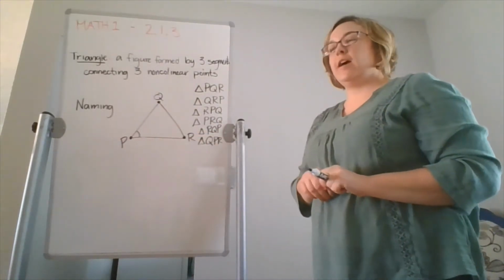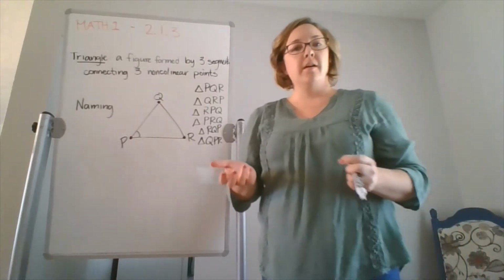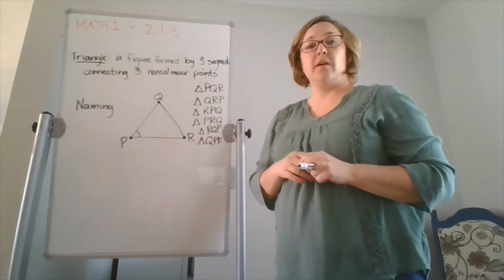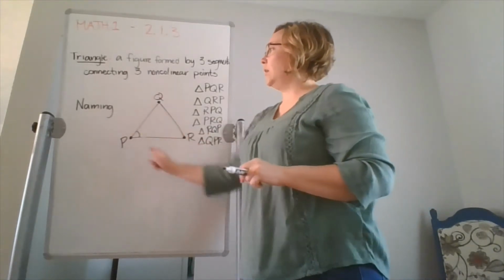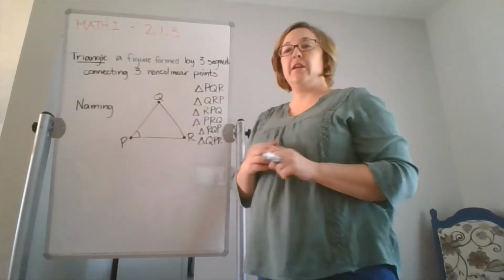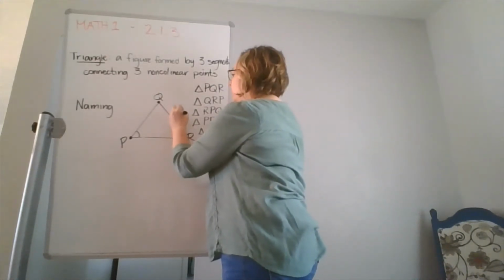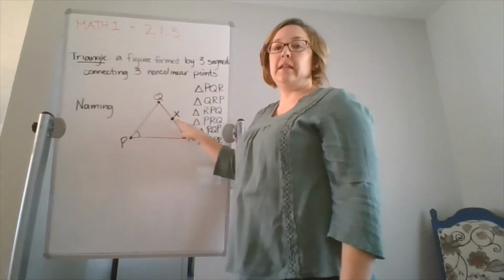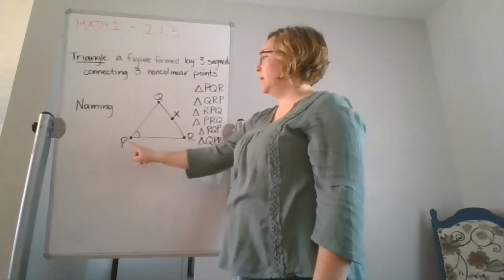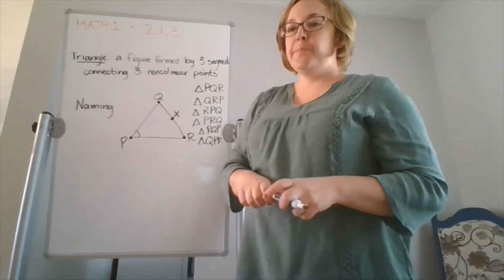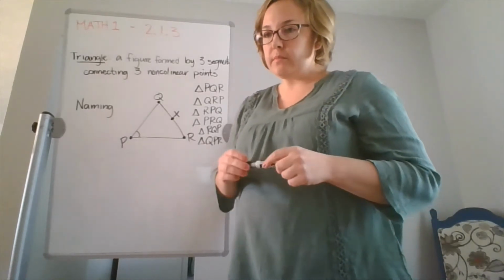You will have questions that ask you what choices given to you a triangle could be named after, and you'll have to select them by going either clockwise or counterclockwise. If letters start popping in, let's say that there's a point right here and they're calling it X. X cannot be in the name of the triangle. It must be a vertex to be in the name of a triangle.